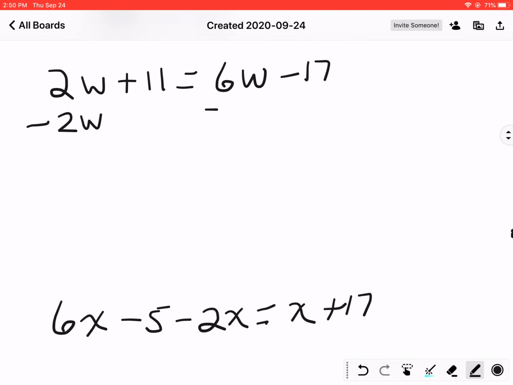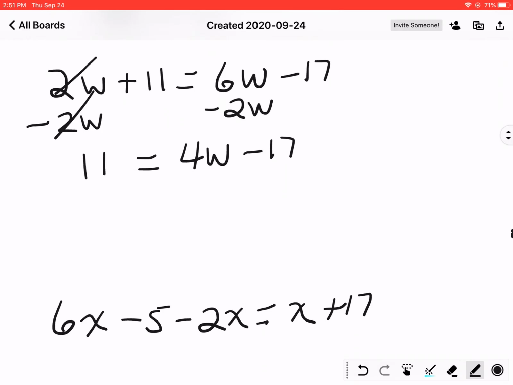because 6w is bigger than 2w. I could have subtracted 6w from both sides, but I'd have a negative then. I'd have negative 4w on the left-hand side. I don't like negatives. So these cancel off. That's why I did it. Now I've got 11 equals 4w minus 17.